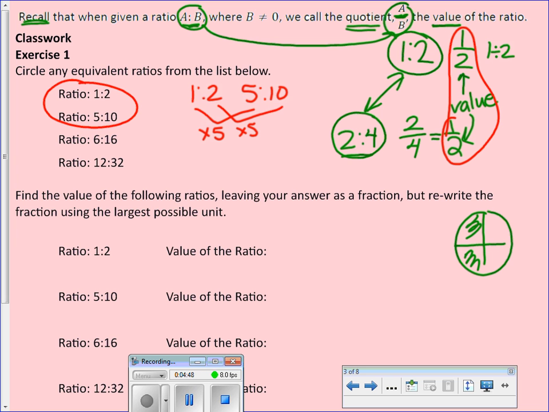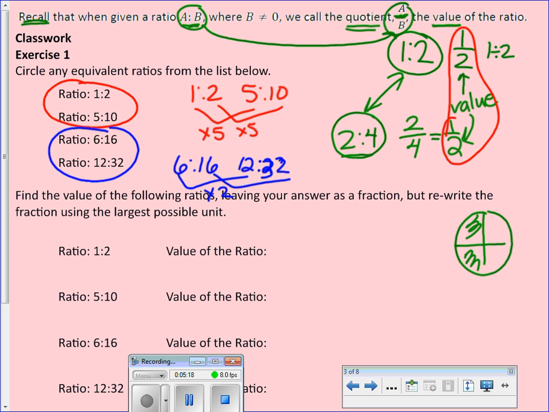6, 16, 12. Absolutely. Those are equivalent. And if I set up my double V method, what's my constant? Times 2. Okay, so we know those are equivalent ratios. Now we knew that. That's a flashback. Now let's take it to the next step. Let's find the value of those four ratios and see if we can come up with something.